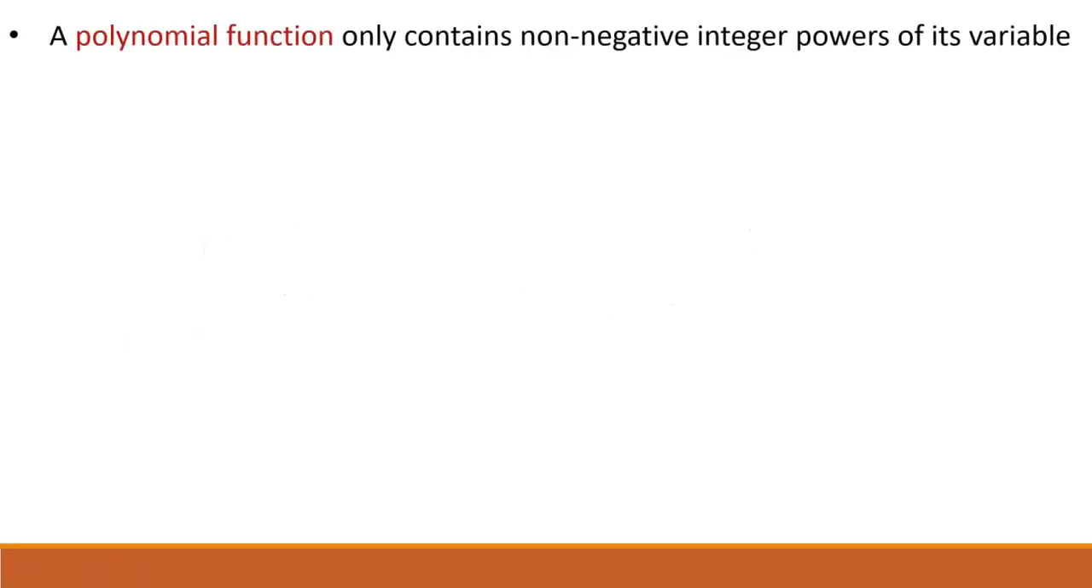A polynomial function only contains non-negative integer powers of its variable. This is a polynomial function because the powers on the variable are 5, 2, and an implied power of 0, because negative 2 is the same thing as negative 2 times x to the 0.